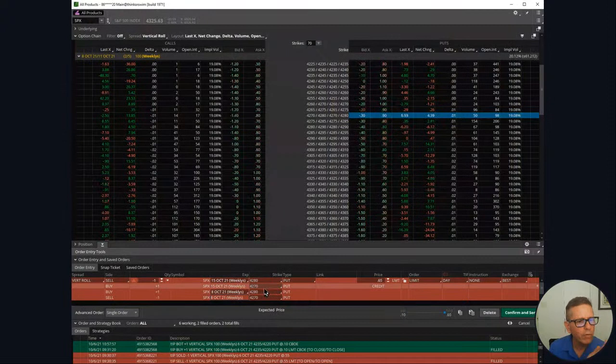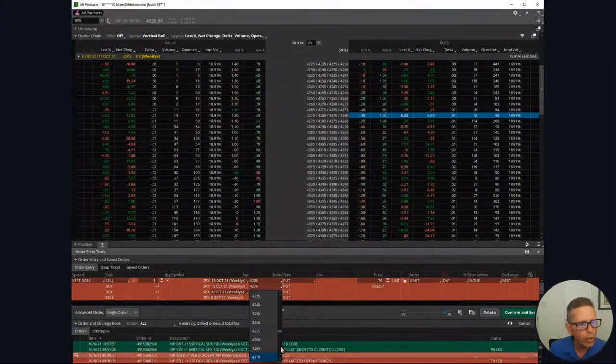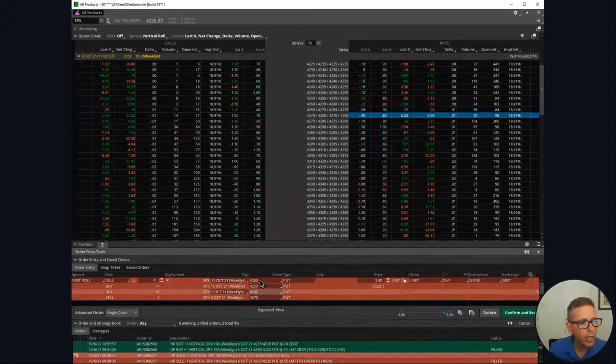So here, in this case, if we just rolled it out, this position is threatened, let's say. If I wanted just to push it out a week, I would get a 50 or 70 cent credit at this point. But what I want to do is get it unthreatened. And so what I typically do is go down about 20 points, both sides, obviously.